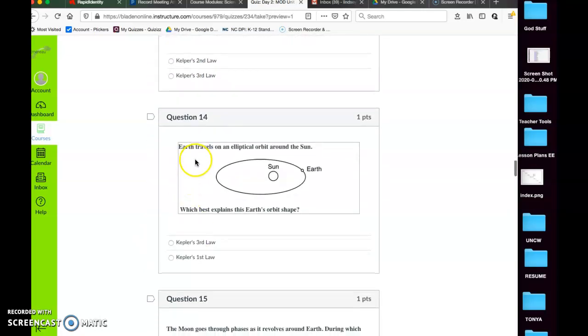Question 14. Earth travels in an elliptical orbit around the Sun. Which best explains the shape of Earth's orbit? Is it Kepler's third law, or Kepler's first law?